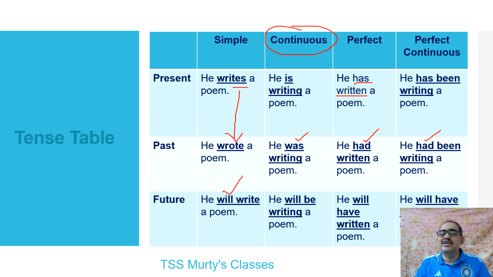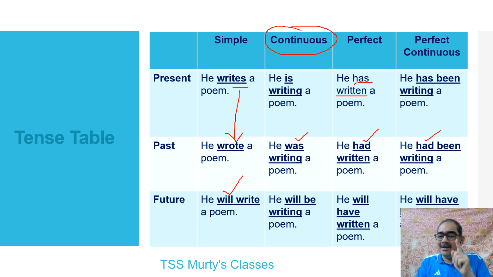Present, past, and future. What is common in the verb part, or the underlined part? Well, the subject he and the object a poem can change. But look at the verb part there. What is common, right? I'm going to call it the verb ing form, or present participle.